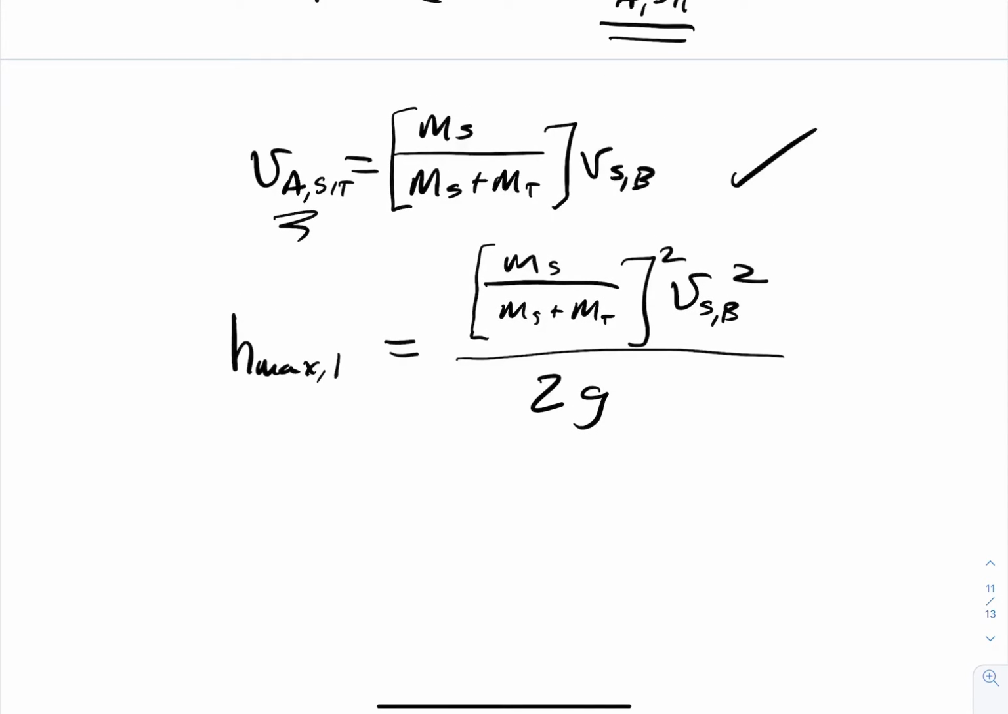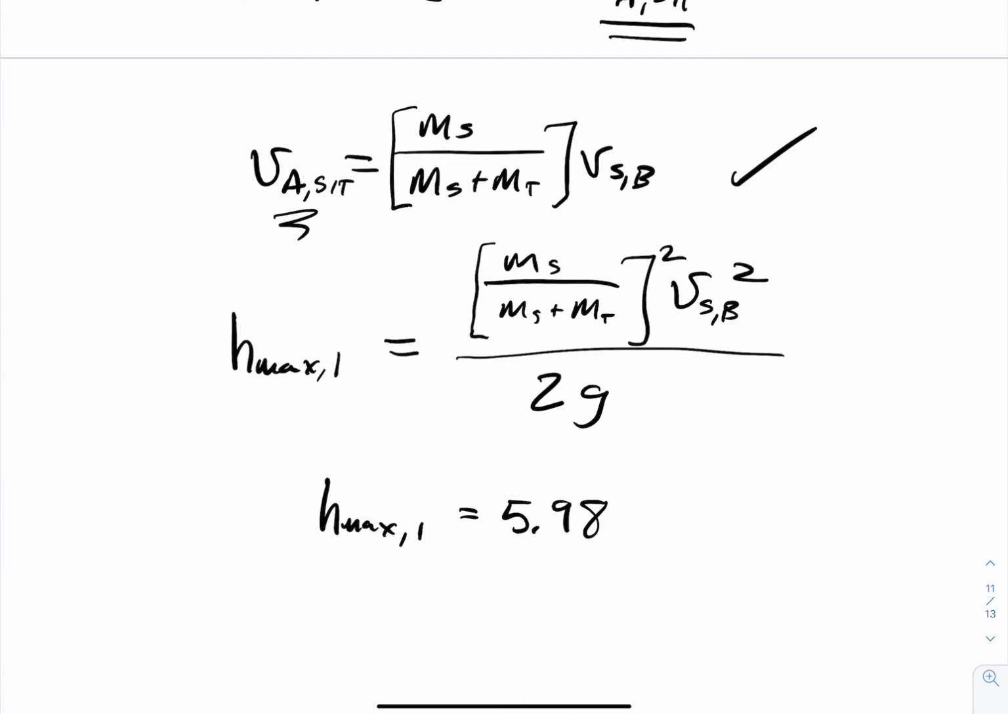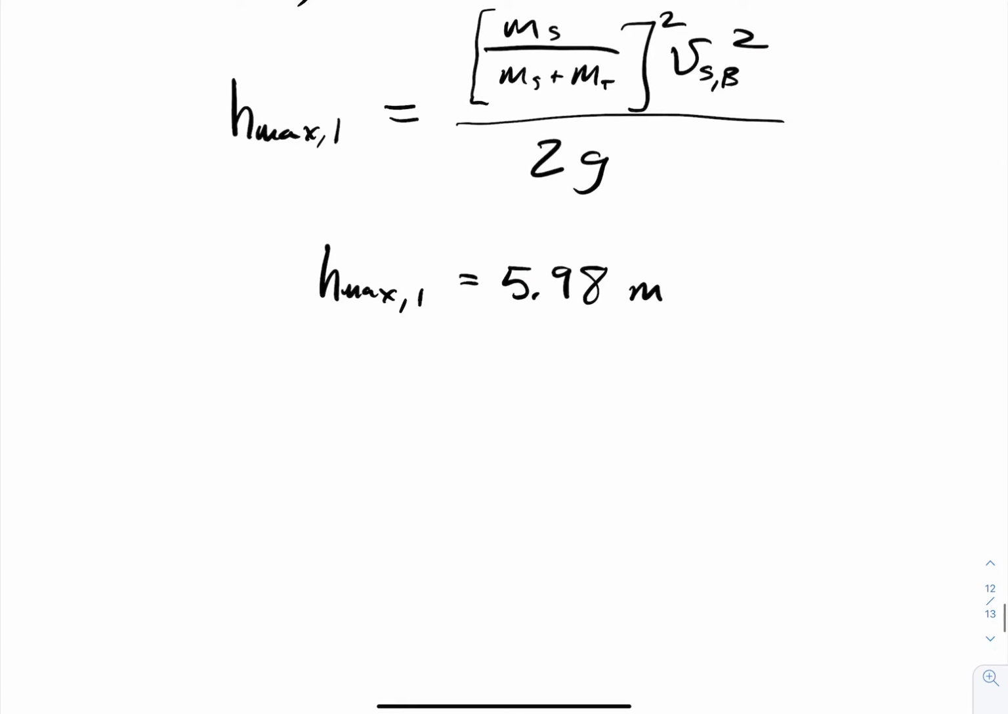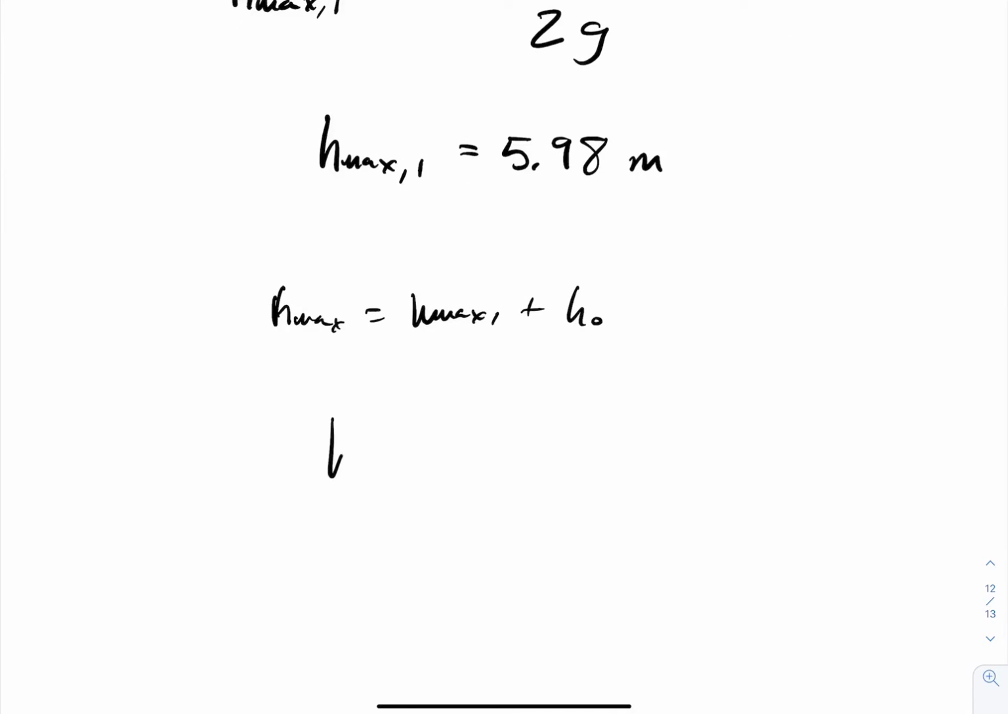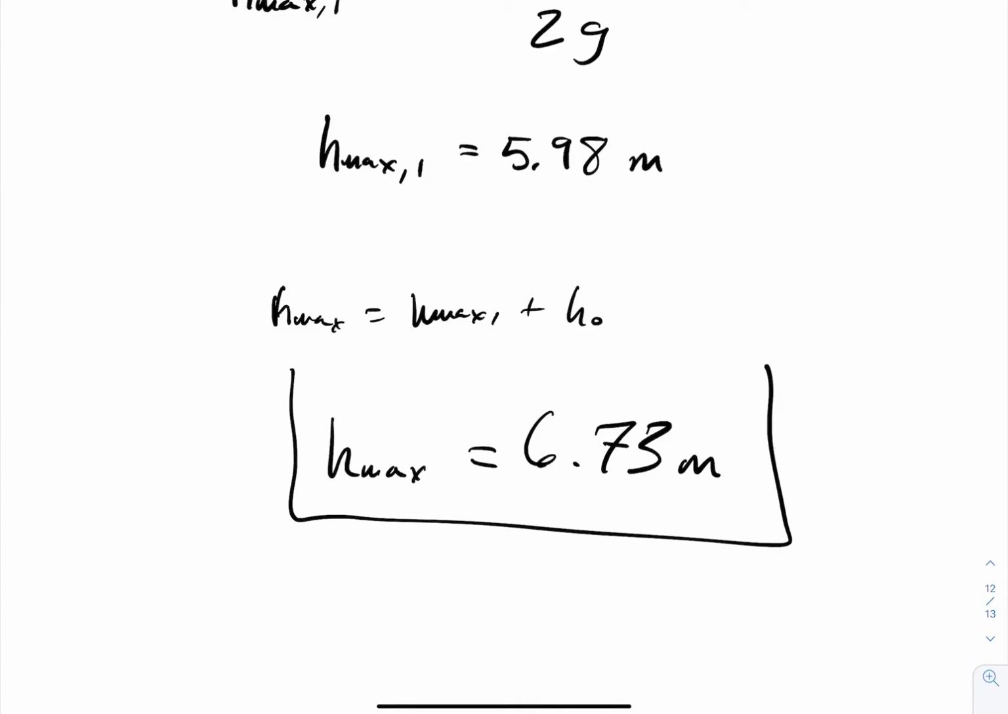Now we could substitute all our values in, and if we do that, we would get a numeric answer of 5.98 meters. But h max then will equal h max 1 plus the h sub o that we were given. So our final answer, h max, is equal to 6.73 meters.